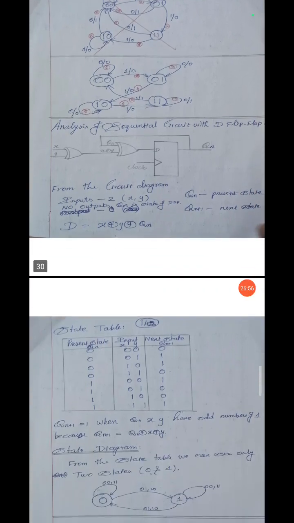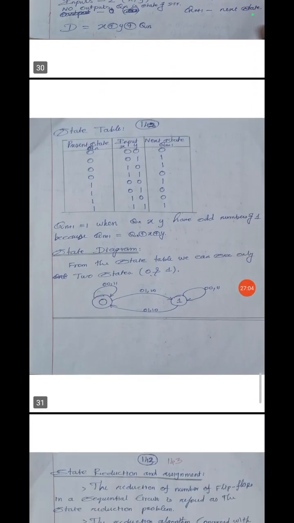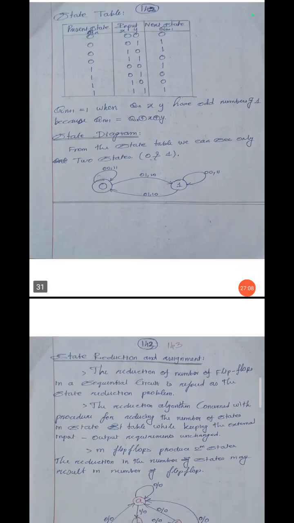The state table consists of present state, input, next state, output. Then from that you have to draw the state diagram. In analysis, it means circuit to state diagram. You have to convert the given circuit into a state diagram. This is a second example. They give one circuit, then from the circuit you have to write the equations. From the equations you have to form the state table. From the state table you have to form the state diagram. So this is analysis of a circuit.